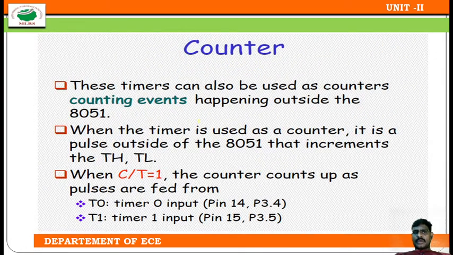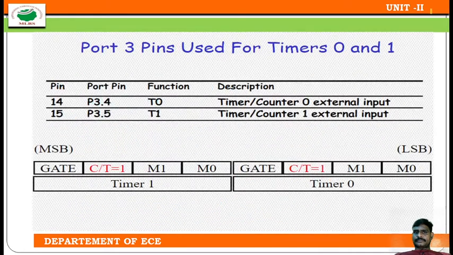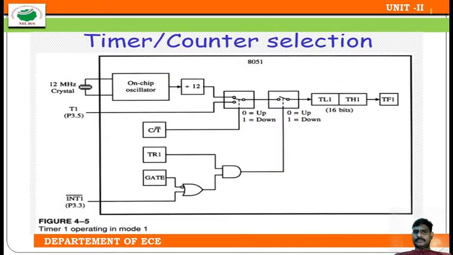Then if I go for a counter, I can use these counters for counting the number of events that happen outside of the 8051. When the timer is used as a counter, it is the pulse outside of the 8051 that increments the values of TH1 or TH0. So when this needs to happen, in the TMOD register, the C/T pin goes high. So these are the pin numbers of the corresponding count. C/T needs to be 1.